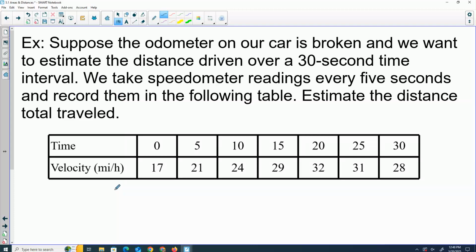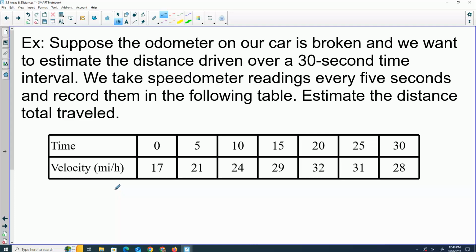So suppose the odometer in our car is broken and we want to estimate the distance driven over a 30-second time interval. We take speedometer readings every 5 seconds and record them in the following table. Estimate the distance traveled.